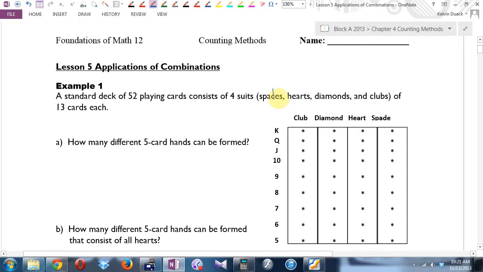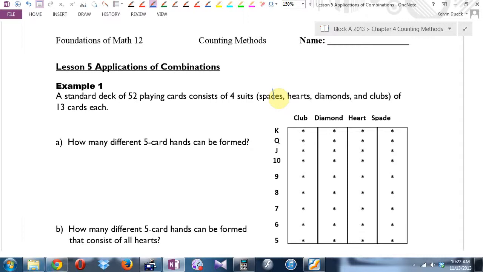How many clubs are there? 13. How many hearts are there? 13. How many spades are there? 13. How many red cards are there? 26. Half the deck. How many black cards are there? 26. That's about the way we're going to divide these into groups.